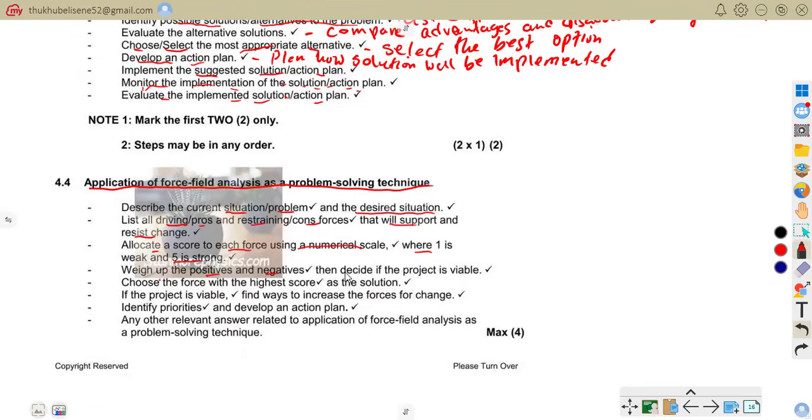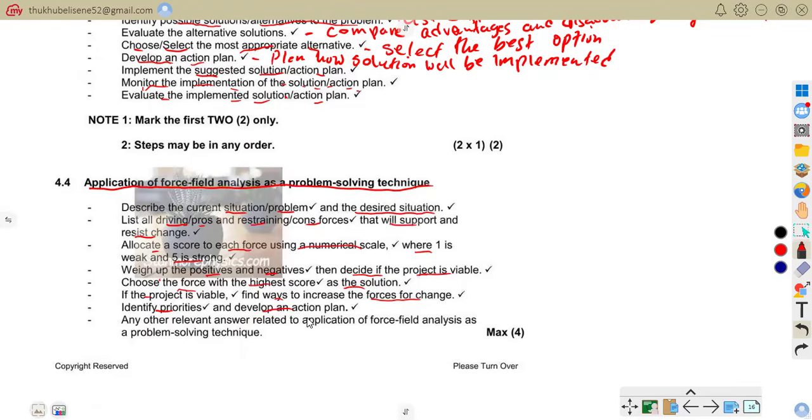Compare the positives and negatives, then decide if the project is viable. So here you compare total driving and restraining forces. Choose the force with the highest score as the solution. So here you focus on the strongest factor. If the project is viable, find ways to increase the forces for change. So it means strengthen driving forces or reduce resistance. So identify priorities and develop an action plan. So here you decide steps to implement the change.